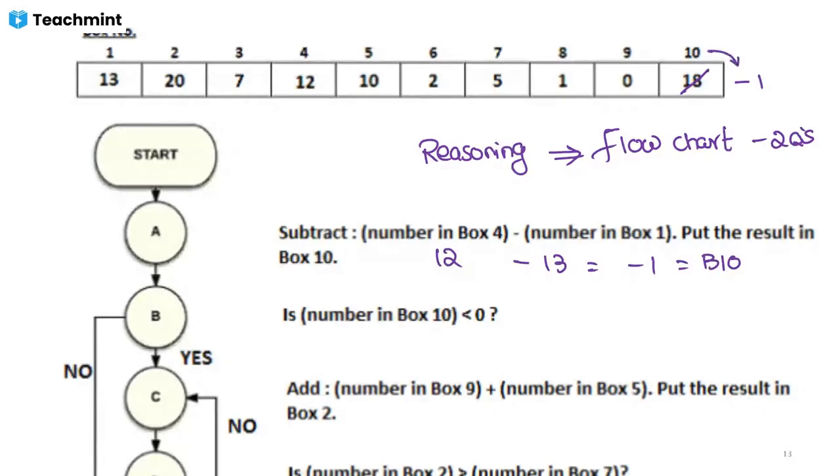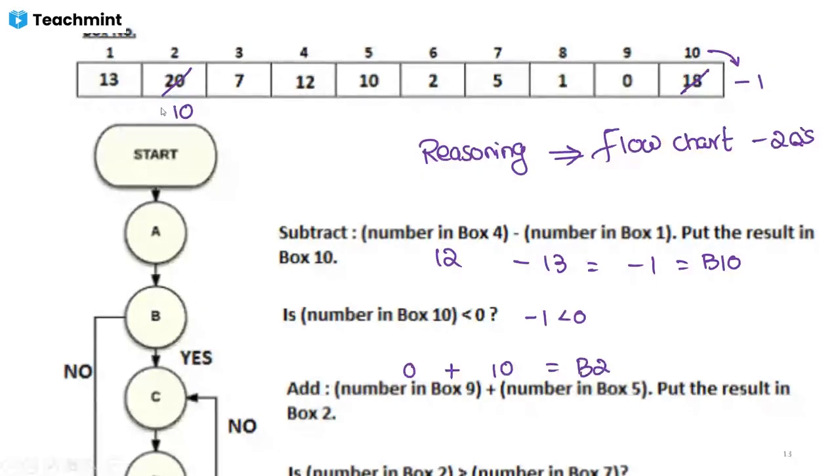Now, next, this is a decision step. Box 10 value is minus 1. Is it less than 0? Yes, true. Then you go for the next step. What is the next step? Number in box 9 is 0, number in box 5 is 10. You have to update this in box 2. Box 2 is actually 20, you update it to 10.